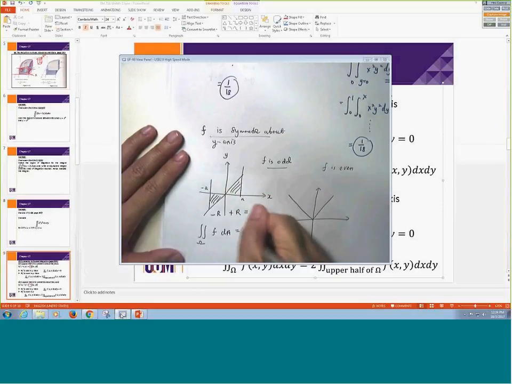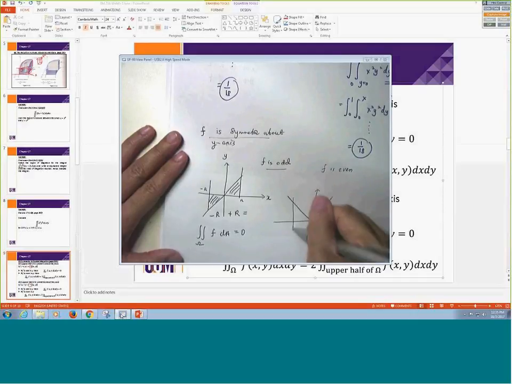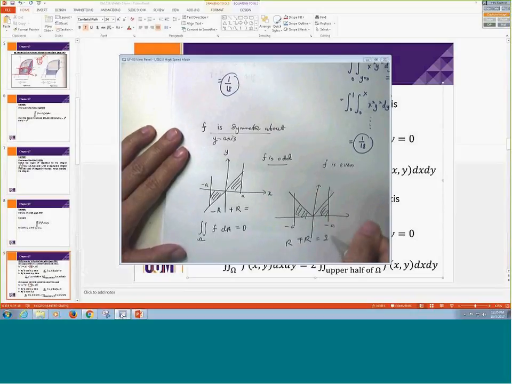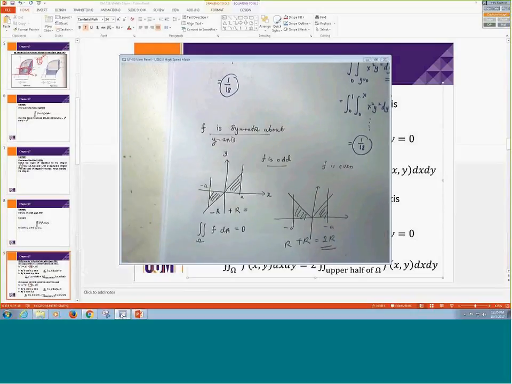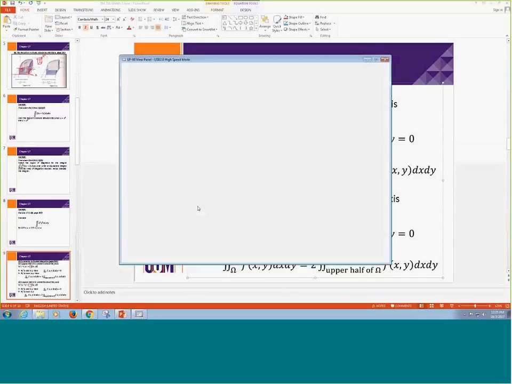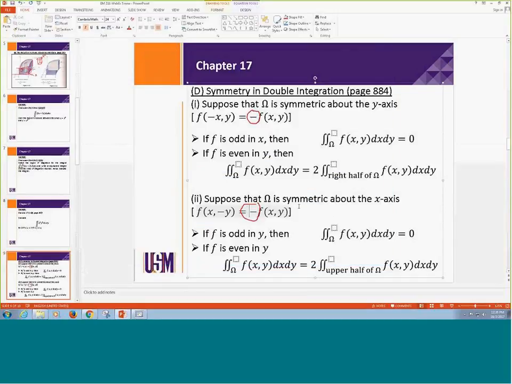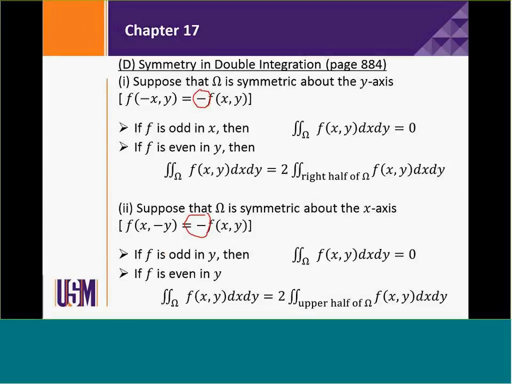But if it is even, the region here plus the region here is 2R, so 2 times the region. This is the meaning of the symmetry. Because sometimes, if you notice that the graph is symmetric, then you just need to find the other half, then times 2. If it is odd, then you can simply say the answer is 0. But you must confirm that you know the graph, and you know it is symmetric, you know it's odd, you know it's even. If not, then don't simply make this conclusion.